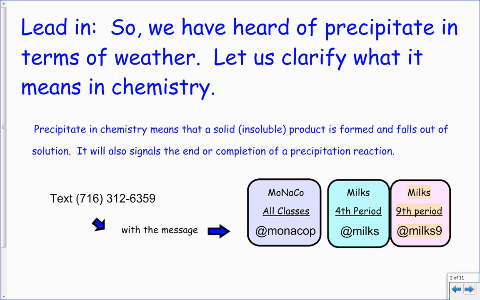We've heard of precipitate before in terms of weather. That's not what it means in chemistry really at all, but a little bit. A precipitate in chemistry means that a solid, insoluble product is formed when the reaction happens of mixing two solutions. This insoluble solid will fall out of solution to the bottom and make it look like a saturated solution. But because I mixed two solutions and there was a chemical reaction, that isn't necessarily the case. It also gives us signals that the completion of the precipitation reaction has happened.